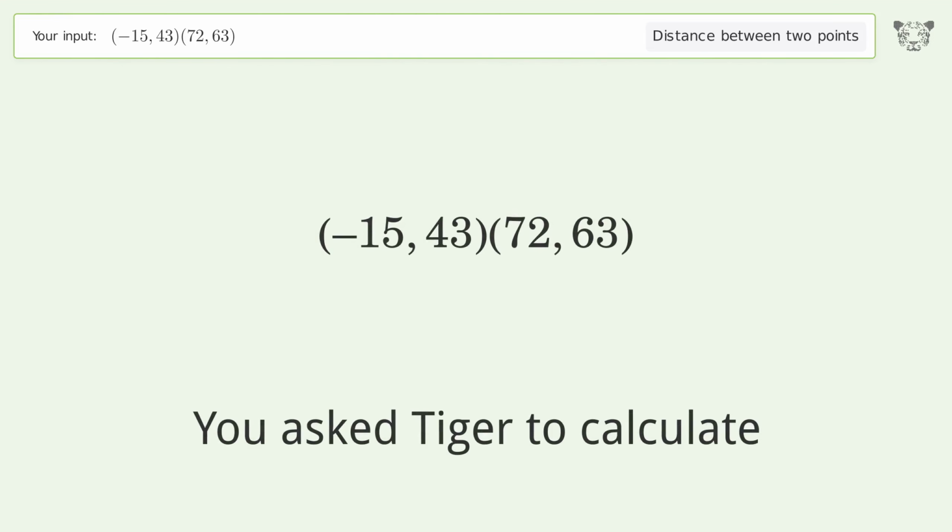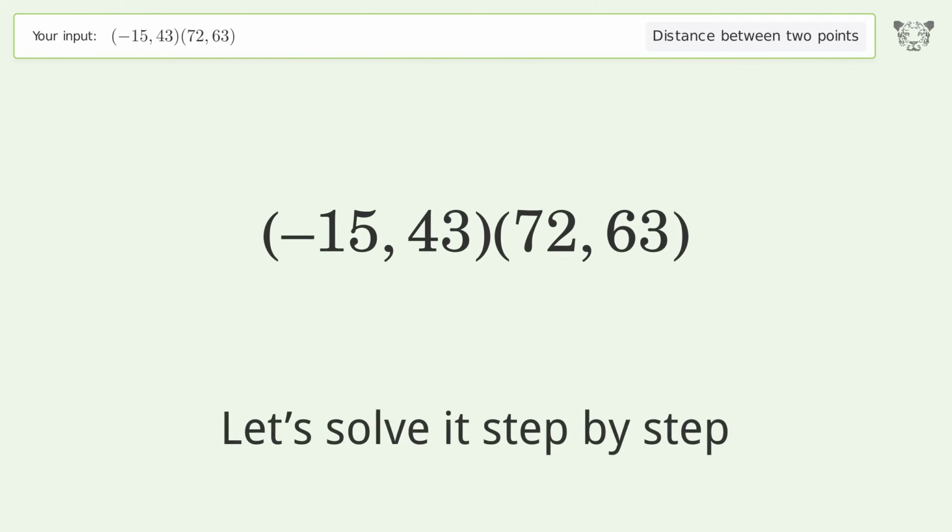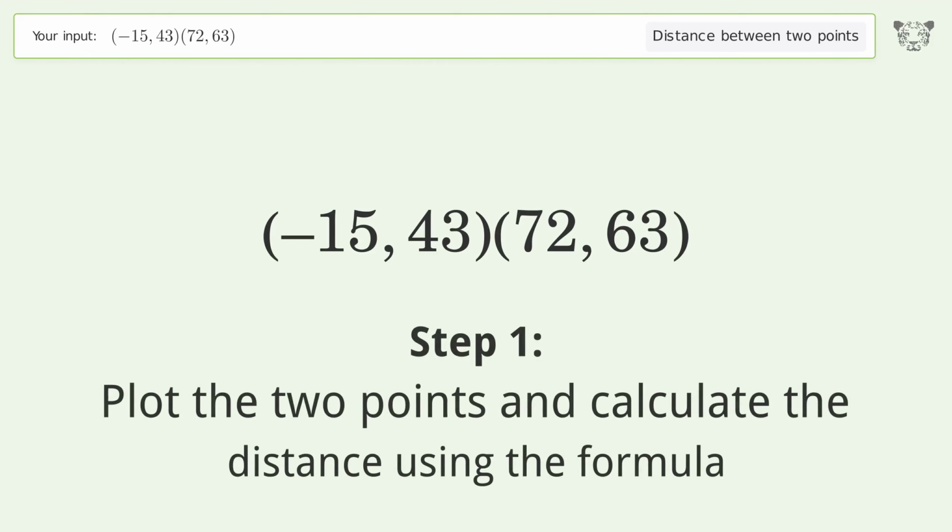You ask Tiger to calculate. This deals with the distance between 2 points. The distance between the 2 points is the square root of 7,969, or 89.269. Let's solve it step by step. Plot the 2 points and calculate the distance using the formula.